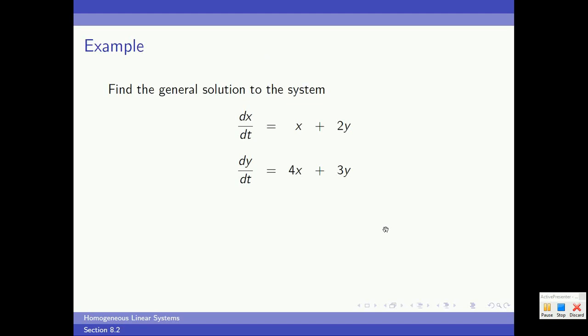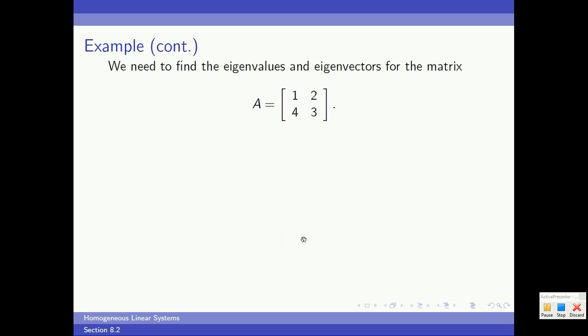Okay, so let's look at this one. We want to find a general solution to this system. The first thing we do is rewrite it as a matrix system. So this left-hand side becomes our x prime. This right-hand side, our vector x is our little x, little y. We take our coefficients off of here, so we have 1, 2, 4, 3. That's our A. So now we need the eigenvalues and eigenvectors for this matrix A.